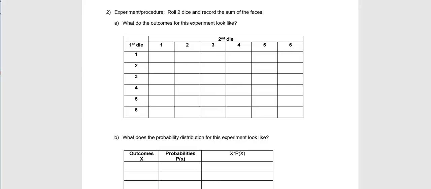Now let's look at another experiment. This time, instead of just rolling one die, we're going to roll 2 dice, and then we're going to add the 2 faces together. So the experiment is to roll 2 dice and record the sum of the faces. First of all, we have to figure out what the different outcomes for this experiment would look like. So I set up a little table. We've got the first die and the second die. We're going to take those and add them together, and I'm going to fill this table in with all of those results.